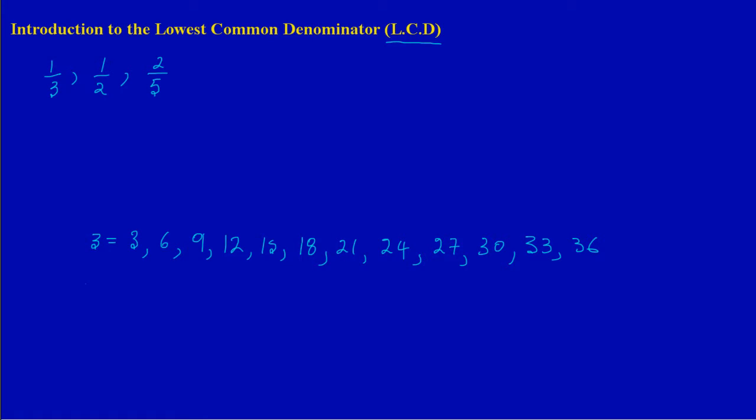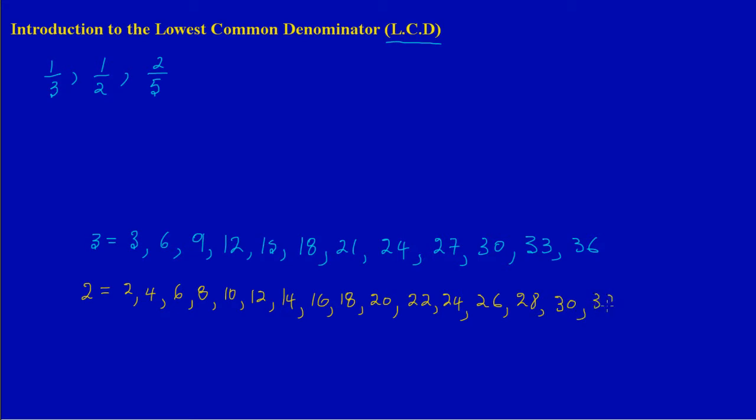Now we could find the multiples of 2. Let me change my color just to make it a bit more appealing. We would have 2, 4, 6, 8, 10, 12, 14, 16, 18, 20, 22, 24, 26, 28, 30, 32, 34, and we could stop there.